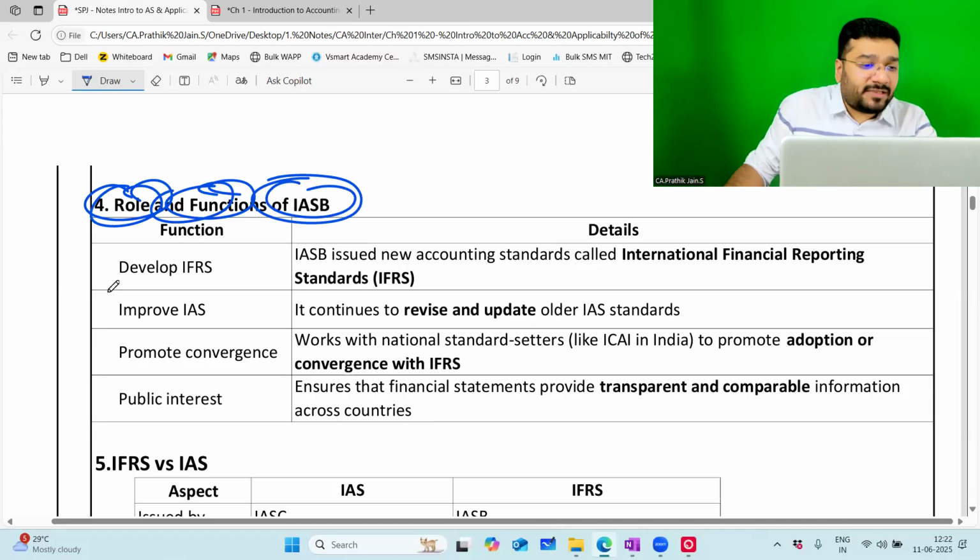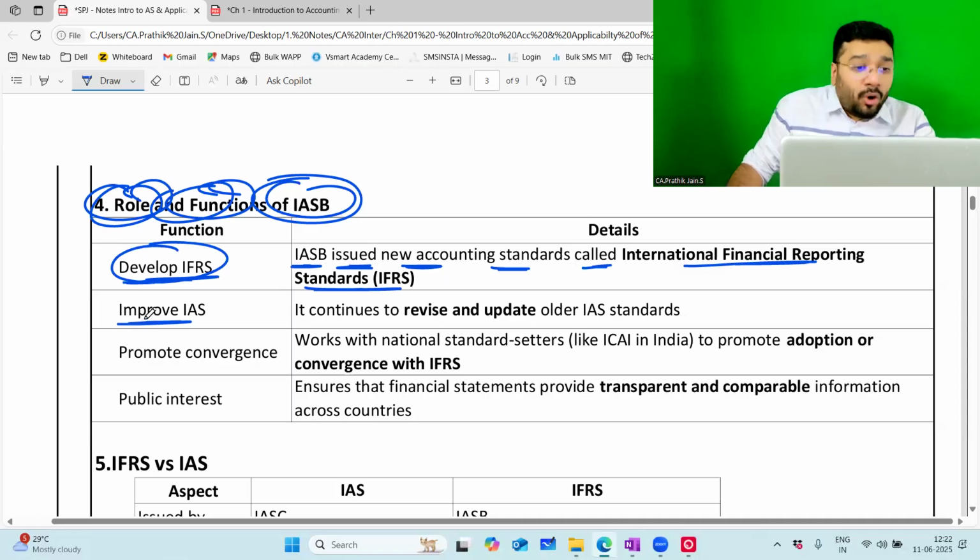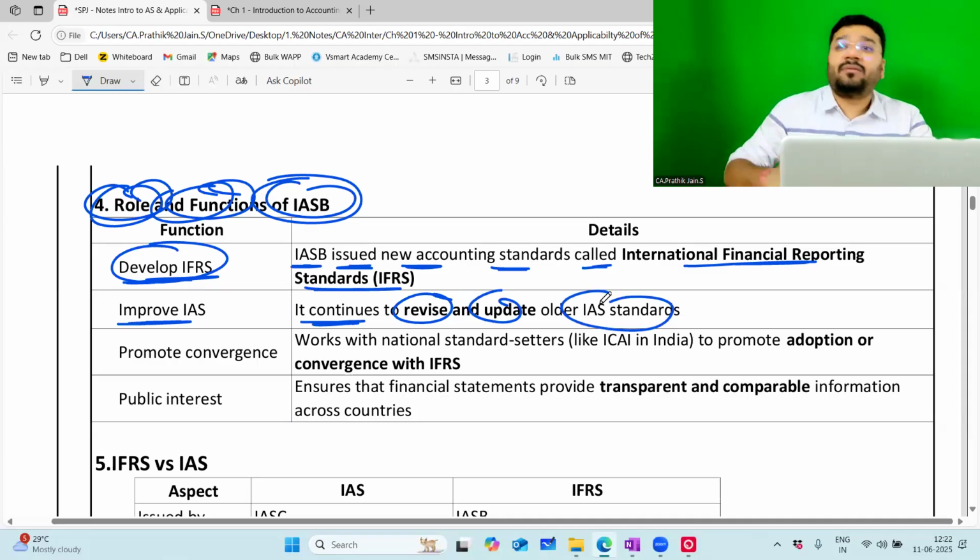The role and the function of IASB. Develop IFRS. The primary function and the role of IASB was to develop IFRS. IASB issued new accounting standard called International Financial Reporting Standard. Improve IAS. The role and the responsibility of IASB was also to continuously revise and update the older IAS, because you can't scrap anything just like that. When Ind AS came into our country, we never scrapped AS in the first place. So one set of people were applying AS, another set of people applying Indian standards. And accounting standard also, wherever required, we try to improvise.